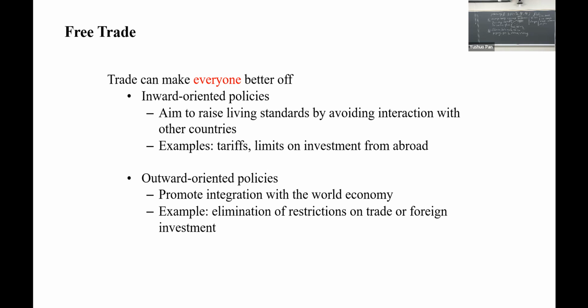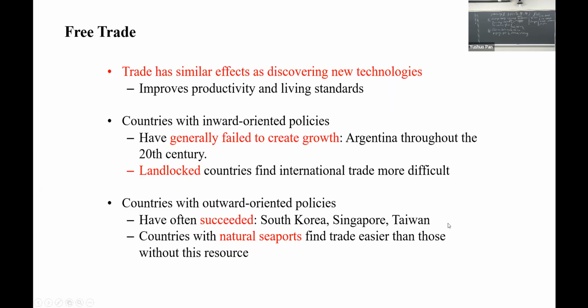So in this part, you need to remember there are two kinds of policies, and we are going to learn them in detail. What's the difference between these two and why? Which one is better and which one is worse? Trade has a similar effect as discovering new technologies. We are going to talk about this part later, because trade can improve productivity and the living standard. The second thing you need to remember is that countries with inward-oriented policies have generally failed to create growth. Inward-oriented policies are not good at improving GDP growth.